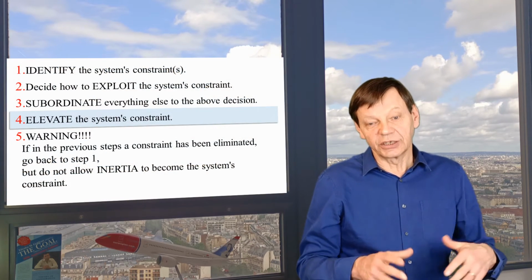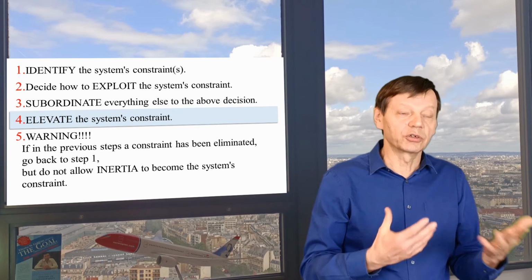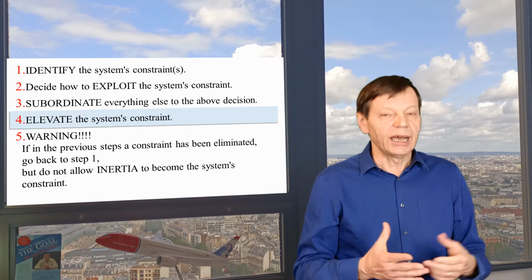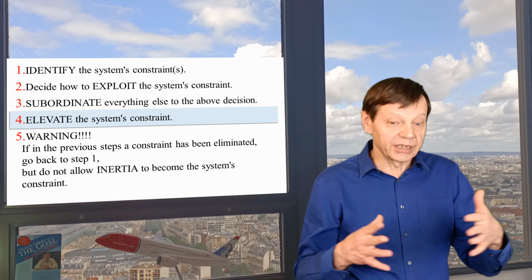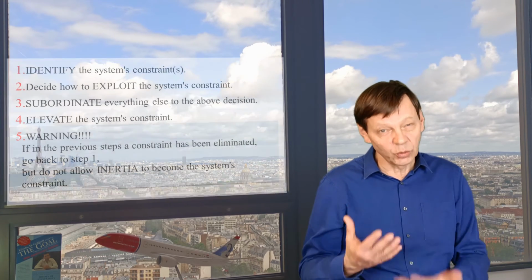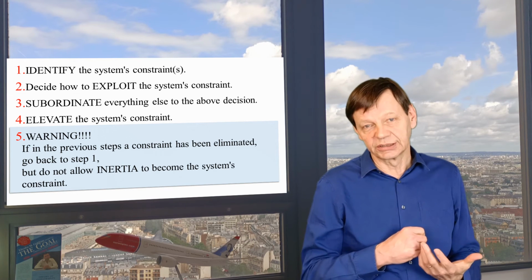Next step, the 4th step, is to elevate. That's to say, you're allowed to spend time and money now to get more out of the constraint, either by recruiting more people, buying a new machine, and that sort of thing. That's an easy step to do. And as you do that, obviously, you're getting more and more out of the constraint, and at some stage, somewhere else in the system, somebody's going to run out of capacity, right? And they're going to become the bottleneck. So step 5, you identify where this new bottleneck is, and you repeat the process, right?